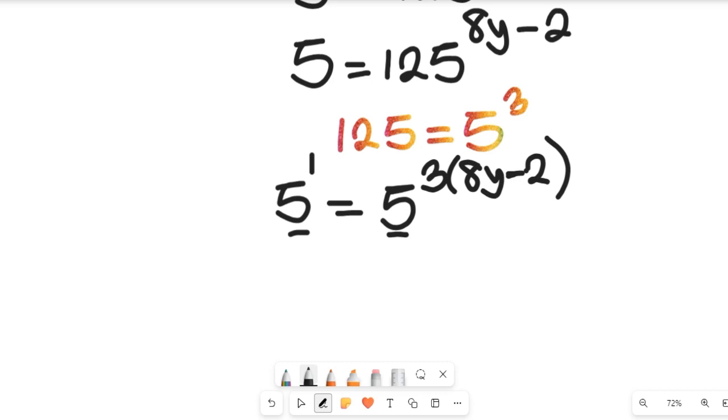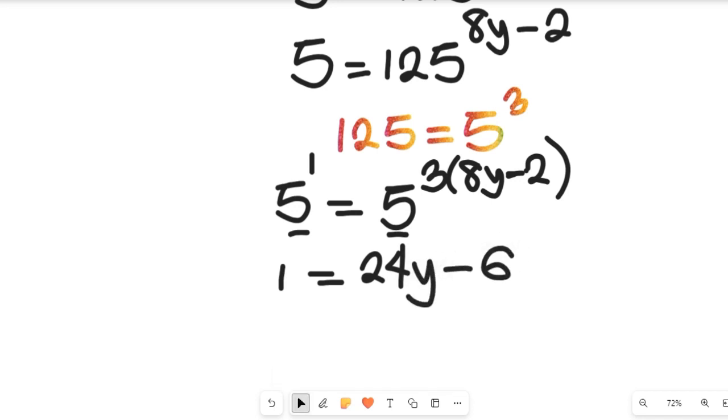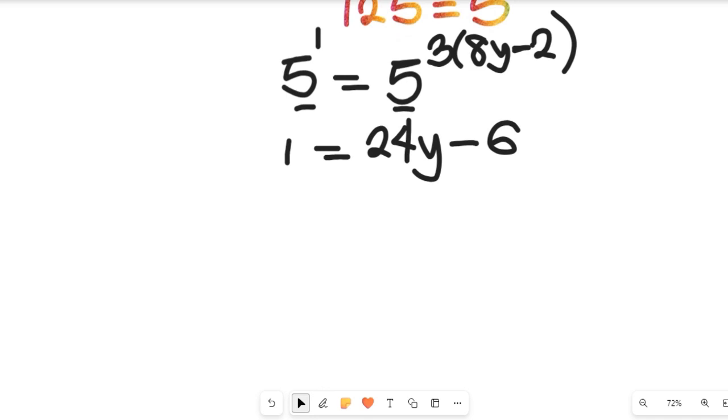So since we have the same base, if you recall the law of indices, if we have the same base, the exponents will equate. So that will give me 1 equal to 3 times 8y, which is 24y, minus 6. If we simplify that, we take this to the right hand side.